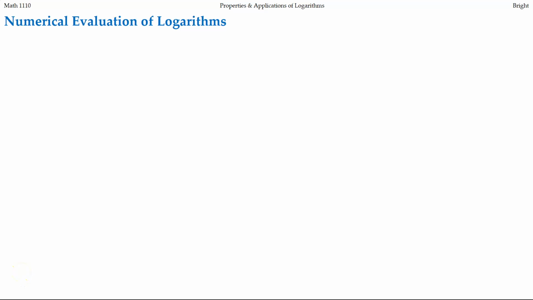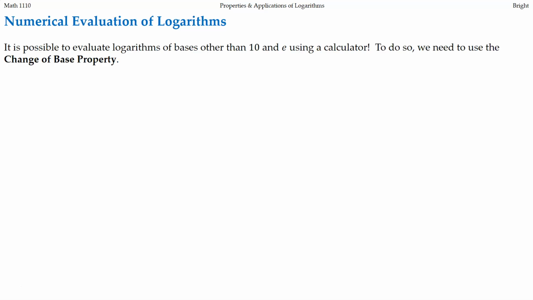This video is perhaps the one that you've been waiting for. And this is going to tell us how to punch these damn logarithms into our calculator and get out a number. Okay. Now, when I say that, we just have to be very, very careful and apply this appropriately. Okay. When we punch this into our calculator, really what we're going to be using is called the change of base property. And here it is.